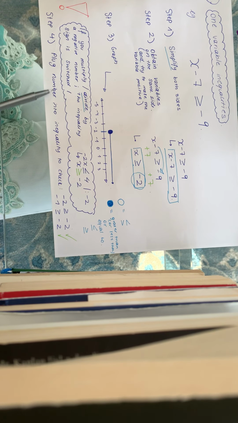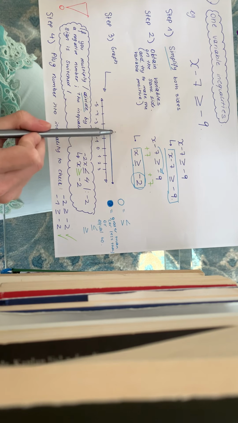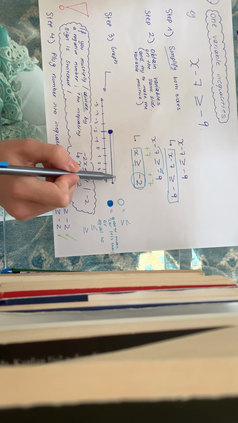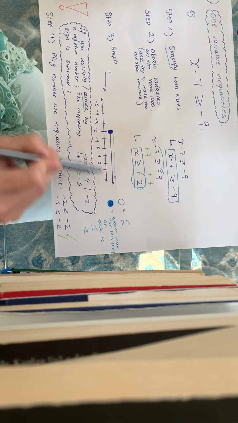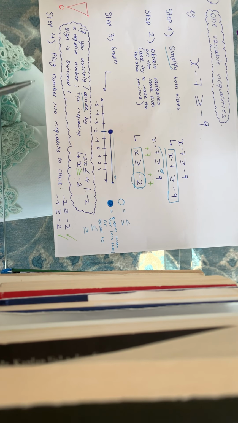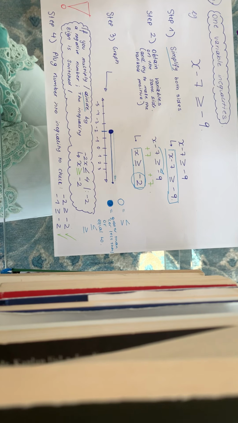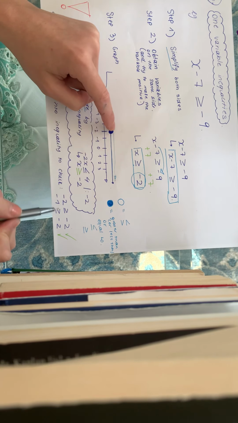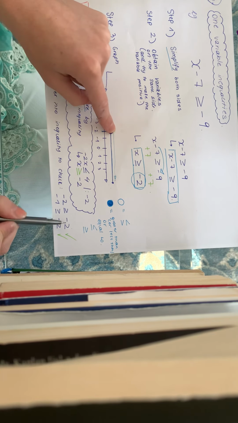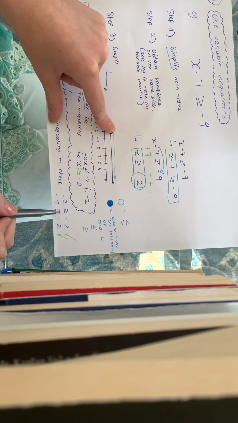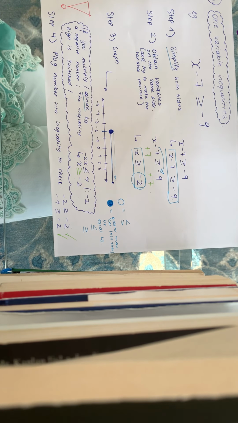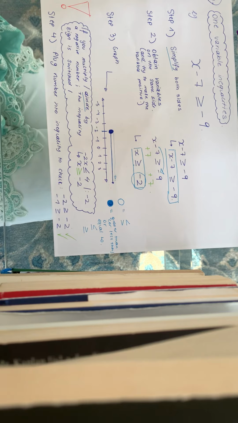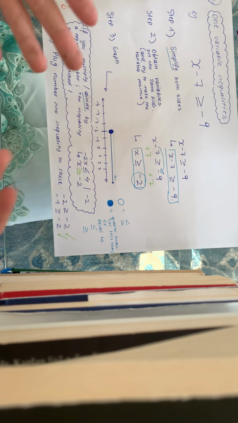Step 4 is to plug any number that is on this side of the line, of the number line, into the equation and check if it is correct. I've chosen -2 is greater than or equal to -2. That is right. Or -1 is greater than or equal to -2, which is also correct, which means that this equation and how I solved it must be correct.